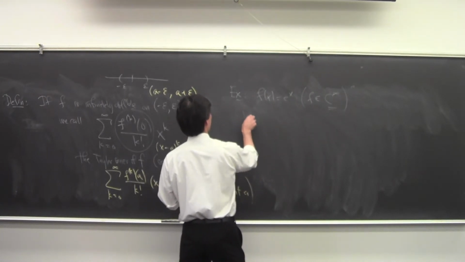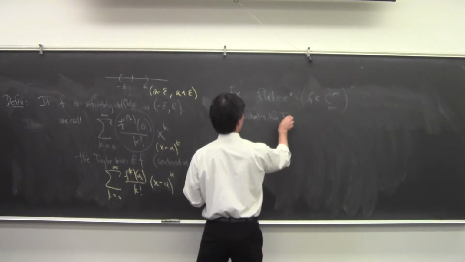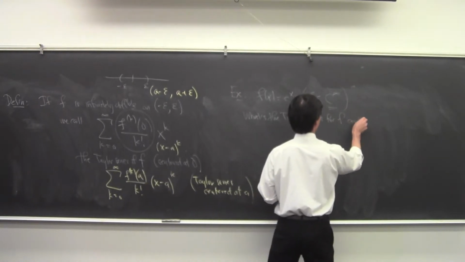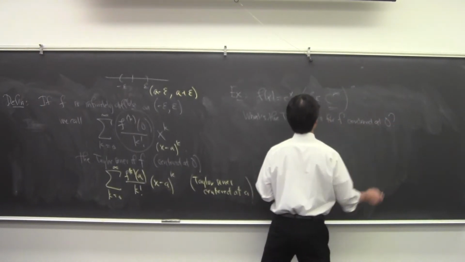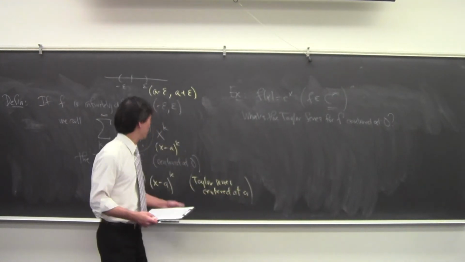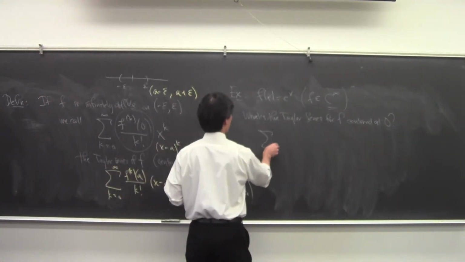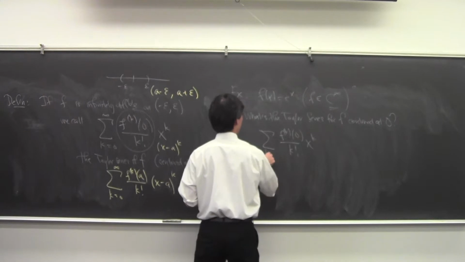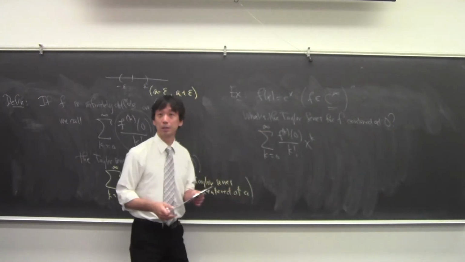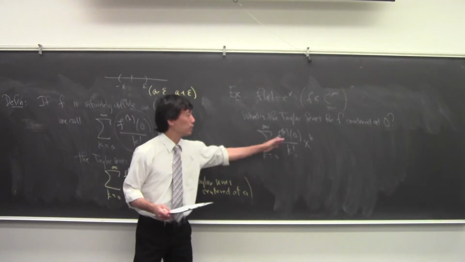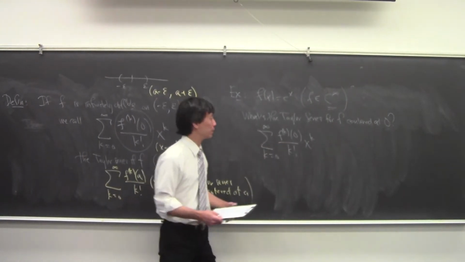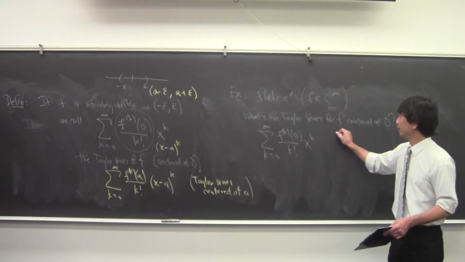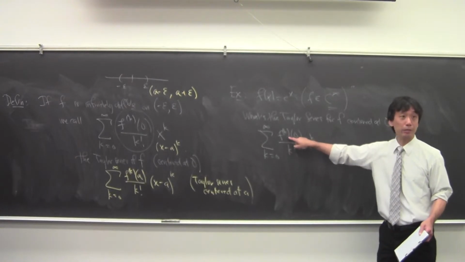So what's the Taylor series for f centered at 0? Well, it's just going to be this: the summation of the kth derivative valued at 0 over k factorial, x to the k, from 0 to infinity. So you just need to figure out these derivatives.